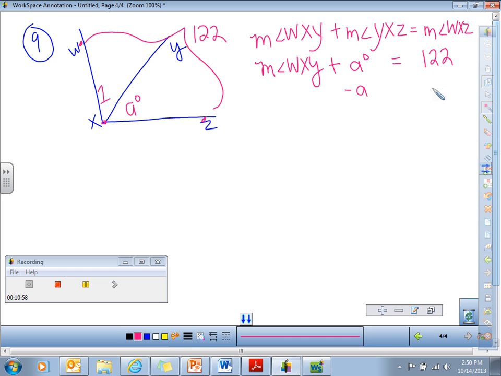I would subtract A on both sides. There could be a number there, but there's not. The measure of angle WXY is equal to 122 minus A. It was asking you to write an expression, and so this would be an expression for that. Does that make a little more sense?